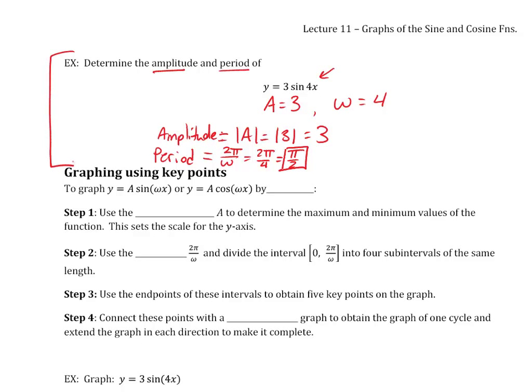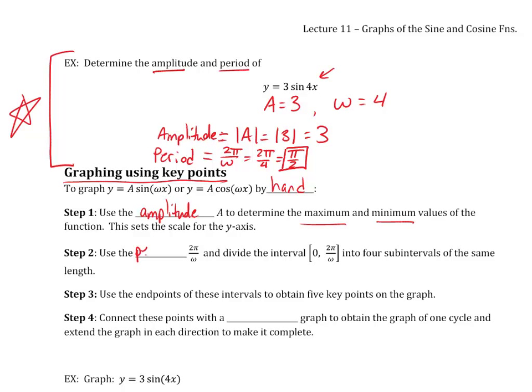Now, this information that you get right here is very important because you can use that to now graph any sine wave. Okay, and we're going to use that information to be able to graph these things by hand. So just by looking at a function, we can quickly sketch the graph. Now, here are 4 steps to go through. First you find the amplitude to determine the maximum and minimum values of the function. This tells you what the scale for the y-axis is going to be.